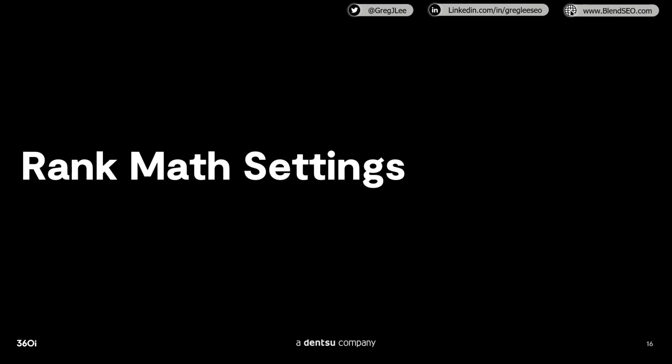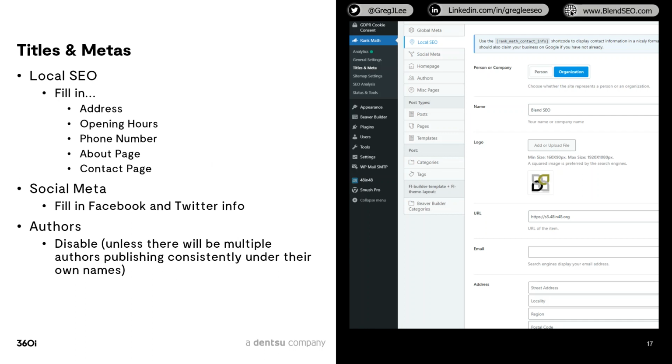Now let's jump into some more advanced settings. So once we're all set up, you can go into Rank Math and you'll see some subheadings here. And we're going to want to jump into titles and meta. And there are 3 sections here that we really want to look at: local SEO, social meta, and authors.